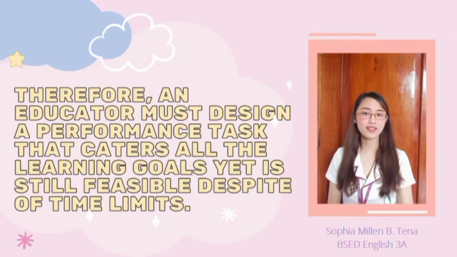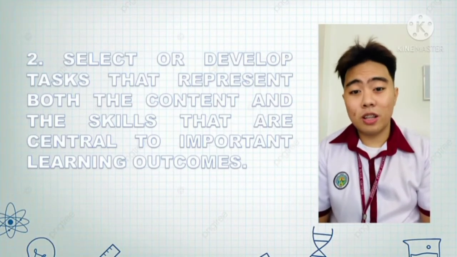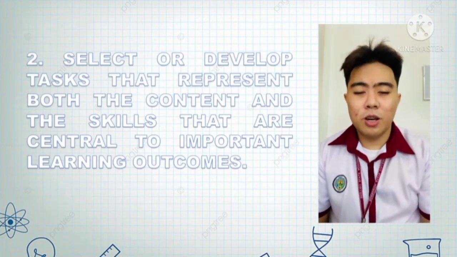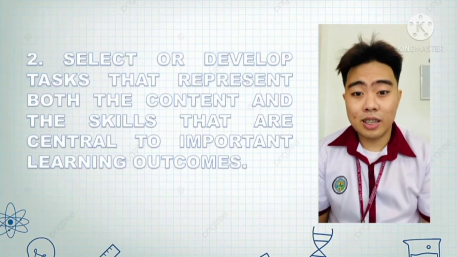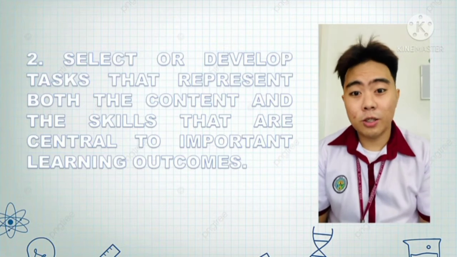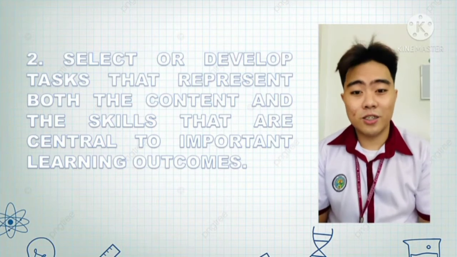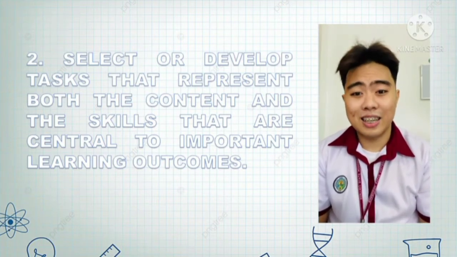So the second one is to select or develop tasks that represent both the contents and the skills that are central to important learning outcomes. So it is important to specify the range of contents and resources that students can use in performing tasks. So in any event, the specification of content understandings is critical in ensuring the task functions as intended.